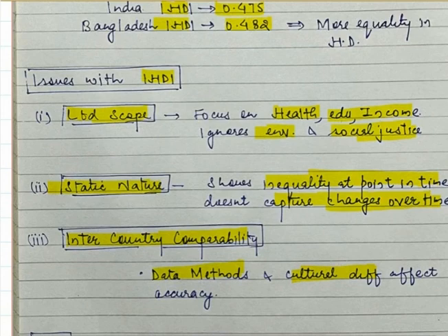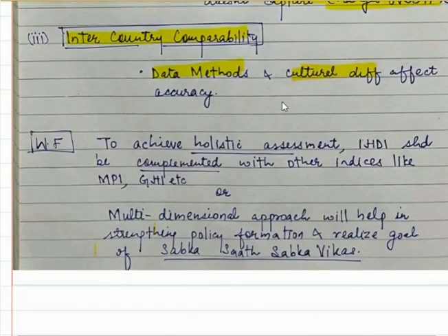Then last, we have to talk about the way forward. In way forward, we can connect IHDI with other indicators like MPI and GHI. So we can say that if we have to achieve holistic assessment, then IHDI should be complemented with other indices like MPI and GHI. We can also give one more way forward where we can say that a multi-dimensional approach is required, and then only we'll be able to get Sabka Saath and Sabka Vikas. We can do these things. So for conclusions, we can use these terms: Sabka Saath, Sabka Vikas, make India Viksit Bharat by 2047, achieve India's SDG goals. All right. So we can use all these things for way forward.